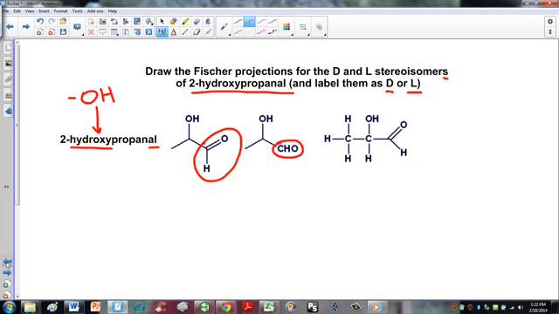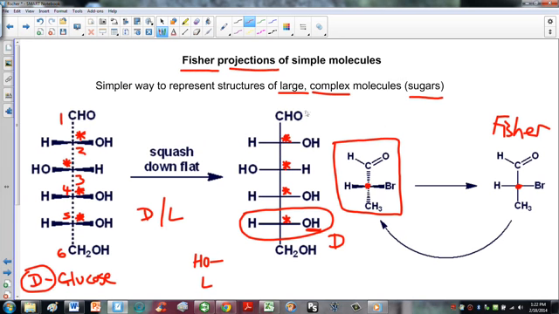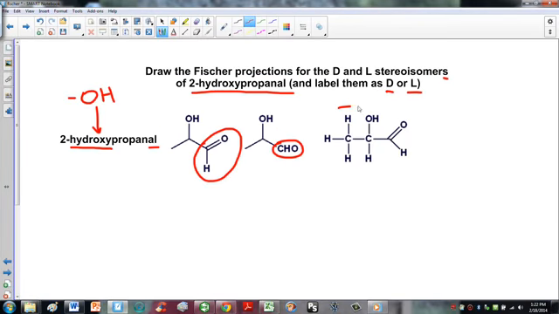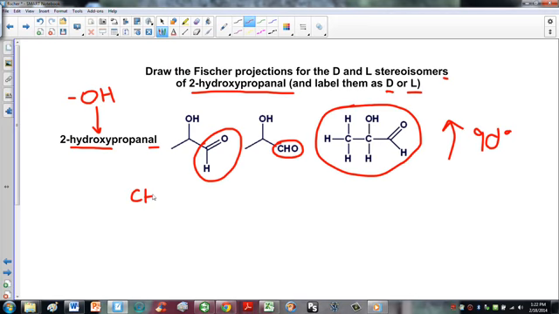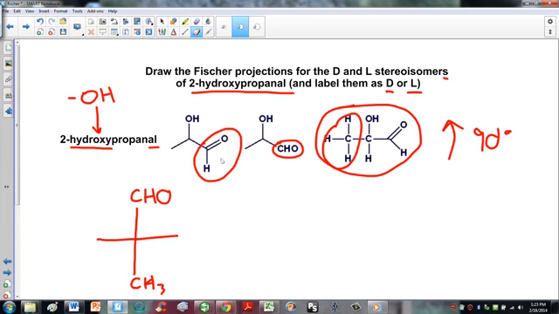So for the Fischer projection, the thing we have to make sure is that we draw the carbons pointing up and down with the aldehyde up at the top. So here's what we're going to do. We can actually take this molecule and just turn it around 90 degrees. So we get the CHO, or the aldehyde, up at the top. And then we draw a straight line down. Here we have the CH3, and that's going to go on the bottom. And in the middle is going to be our middle carbon. Alright? That has the H and the OH on it.